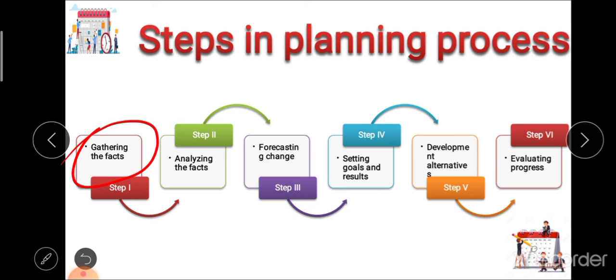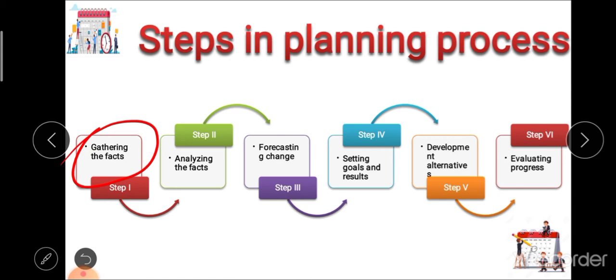Analysis of facts also prevents making foolish decisions or mistakes and allows for the wisest use of organizational resources. So this step is helpful in preventing foolish mistakes, and it also gives suggestions for using organizational resources effectively.